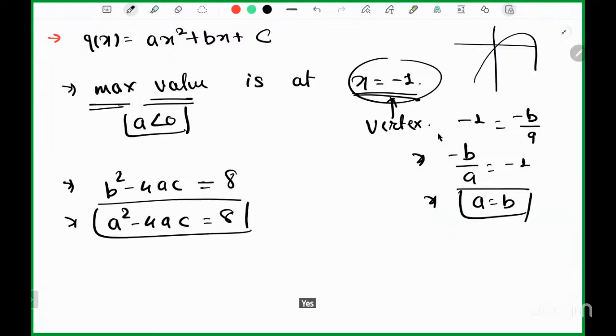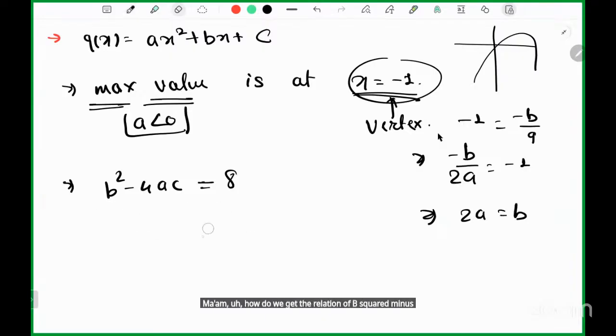Yes, vertex is equal to minus b by 2a. Yeah, ma'am, thank you. So what it says is that 2a is equal to b. How do we get the relation of b square minus 4ac equals 8? It's given in the question. The second point is given.